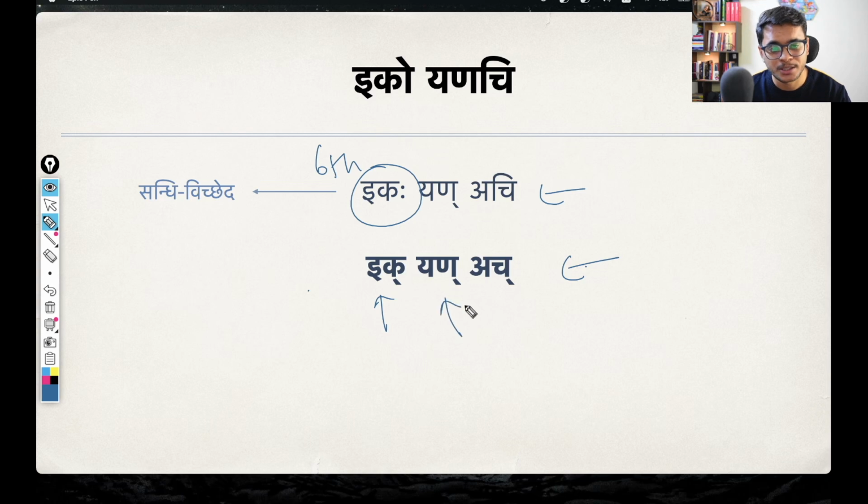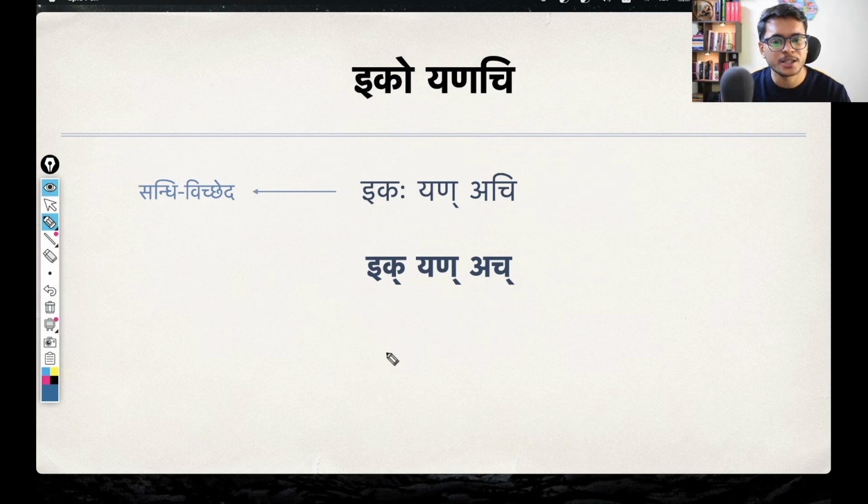From this Yan Pratipadika, you get this Yan. This is the first case, Prathama Vibhakti. And from this Ach Pratipadika, you get this Achi. This is the seventh case, Saptami Vibhakti. Now please don't worry about why it is a Shashti, why it is a Saptami. That is not our point of discussion here. The important thing is, whenever we see any Sandhi Sutra or any Sutra in Ashtadhyayi, we see that these Sutras have these padas behind them.